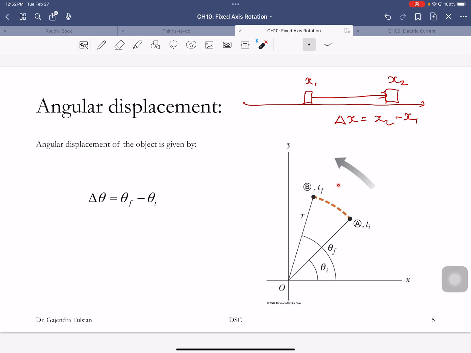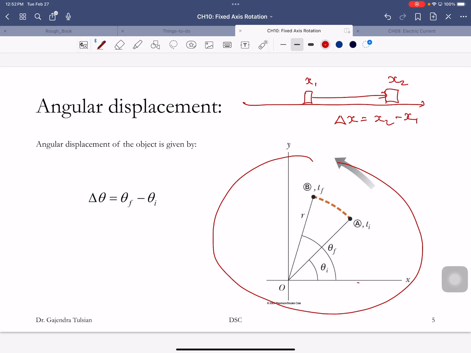So the parallel of that is angular displacement. Here was the object, the disk. This was the initial position, and there is the final position. The angular displacement is the difference in the two angles. So if it was initially at 30 degrees and finally went to 90 degrees, the angular displacement would be 60 degrees. Of course, we want to give that in radians, and that will be pi by 3 radians.